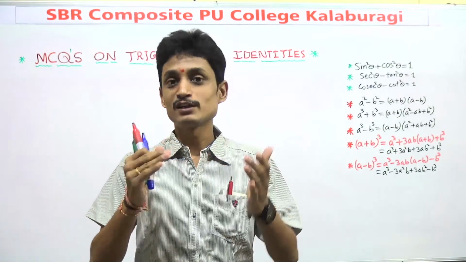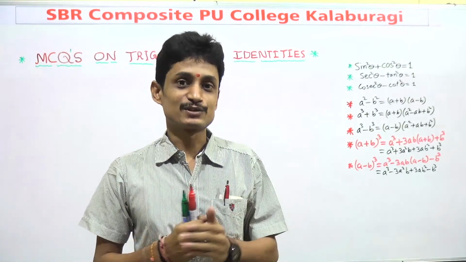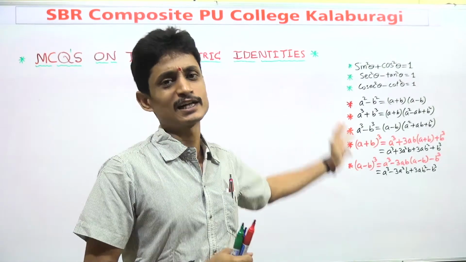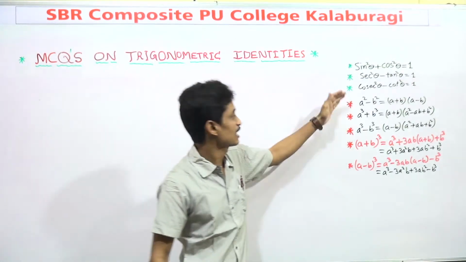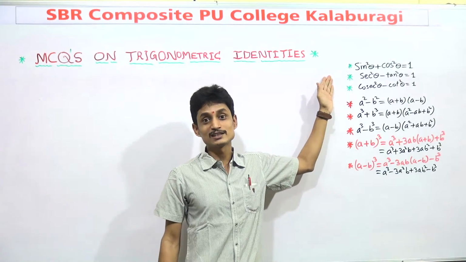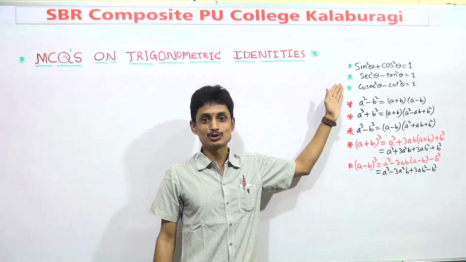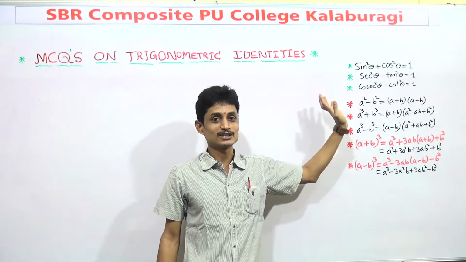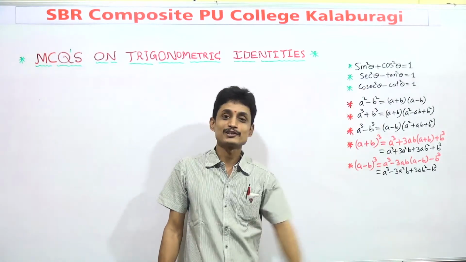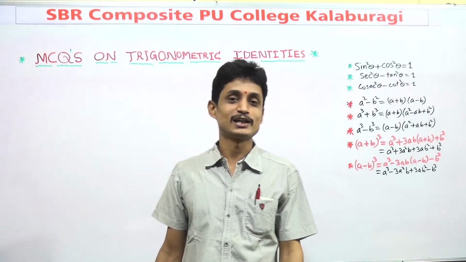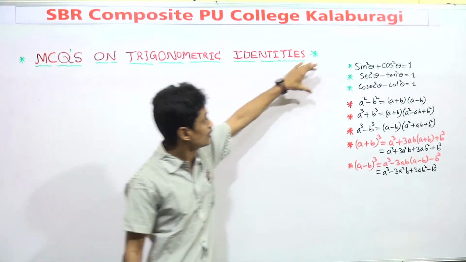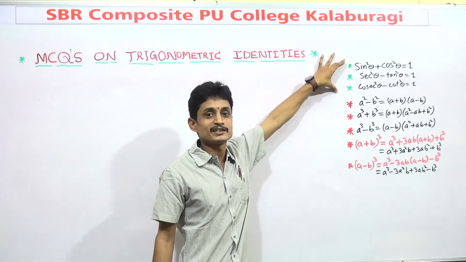First, we will recap the identities. After that, we'll go to the problems. So basically, three identities we have discussed in the last class. Those are sin square theta plus cos square theta equal to 1, secant square theta minus tan square theta equal to 1, cosecant square theta minus cot square theta equal to 1. Today I am going to discuss with you problems on these three identities.